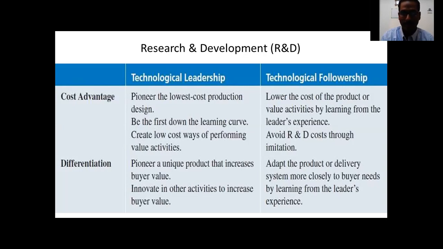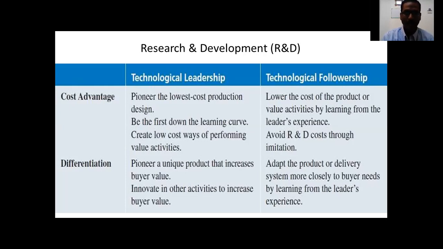As we mentioned in an earlier class, R&D is very important for companies, especially multinational companies. So this investment in R&D will lead to new technological innovations in terms of products and in terms of processes. If a business wants to be a technological leader and increase its market share, thereby becoming a market leader, investing in R&D is very, very important. Now we see the difference between technological leadership and technological followership.